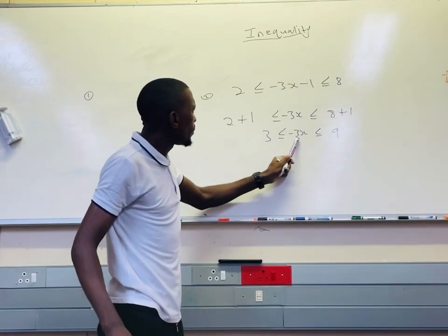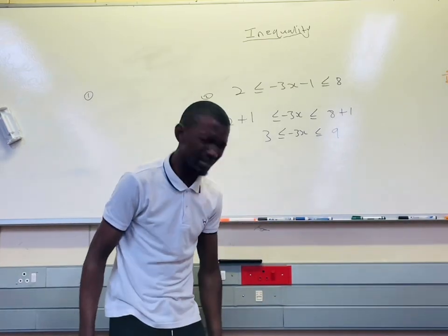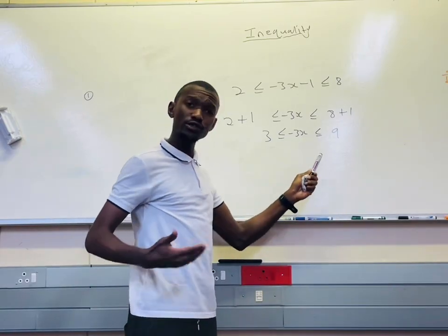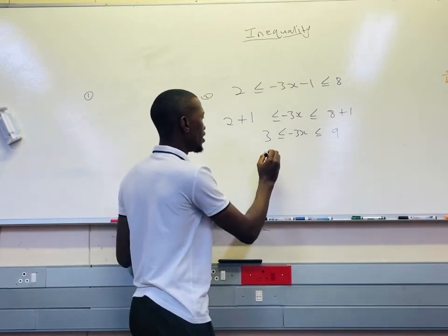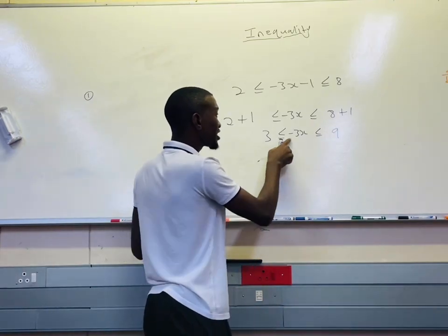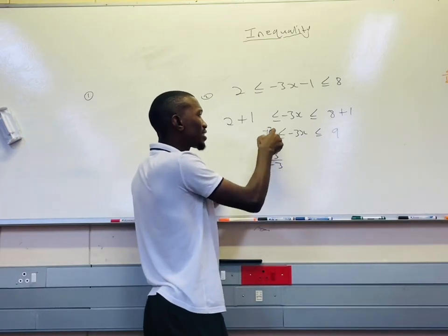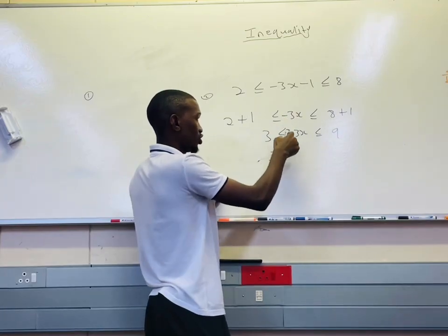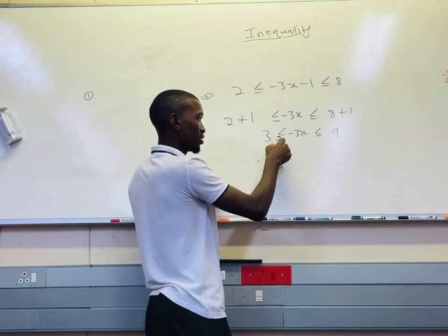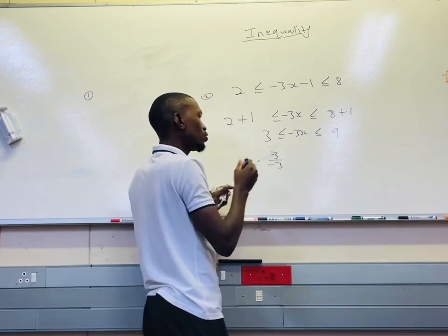We are not looking for minus 3x. No. We are looking for who? For x. What must we do? We divide both sides by minus 3. So I'm going to have 3 divided by minus 3. Since the x is negative, the sign is going to change now. This sign must change. This guy must change. Who affected it?